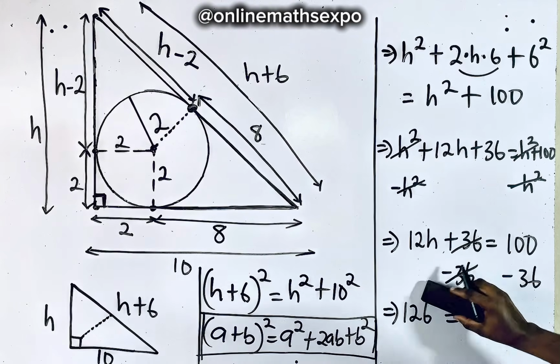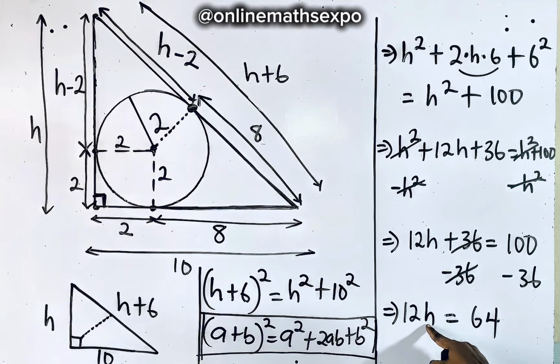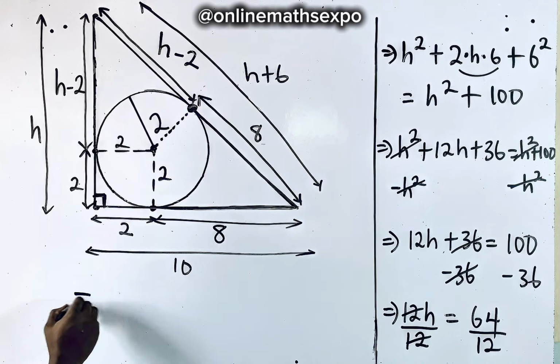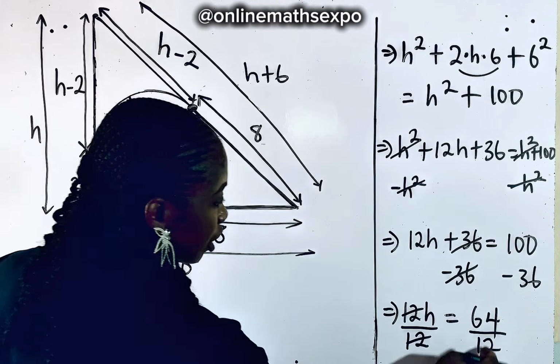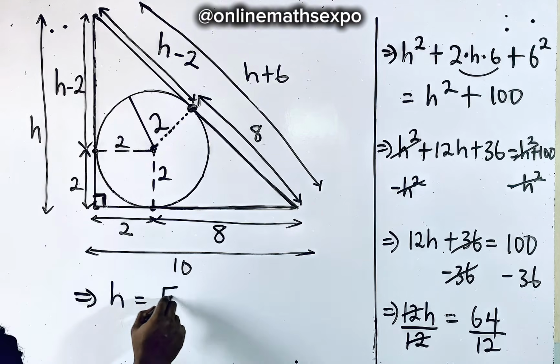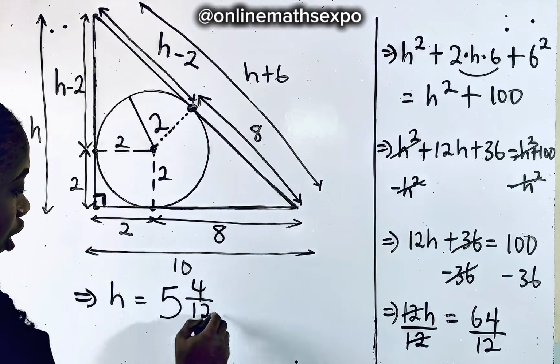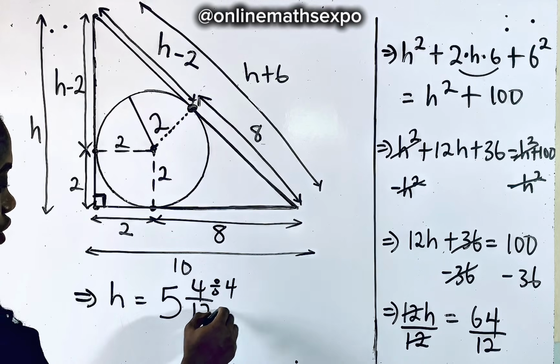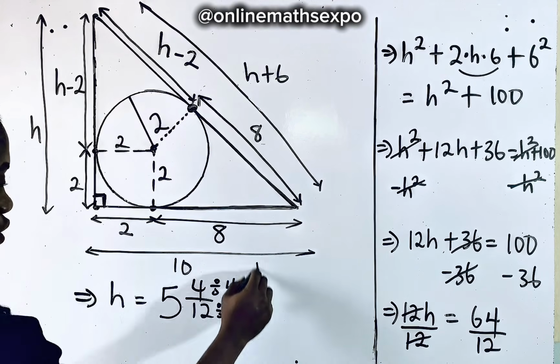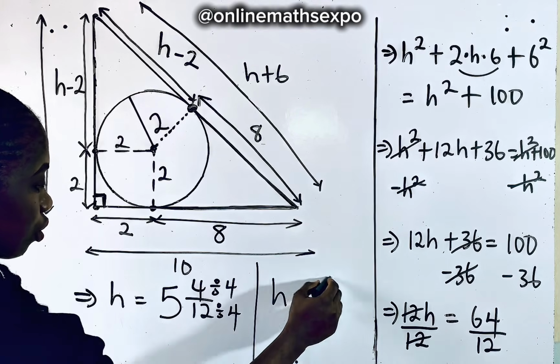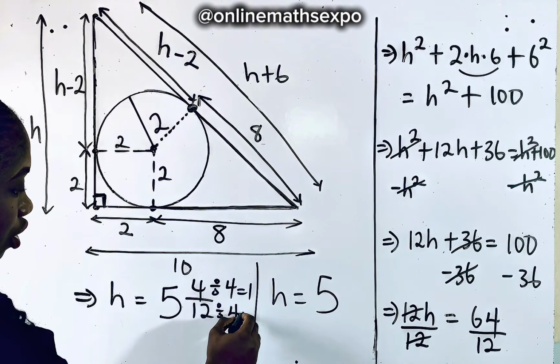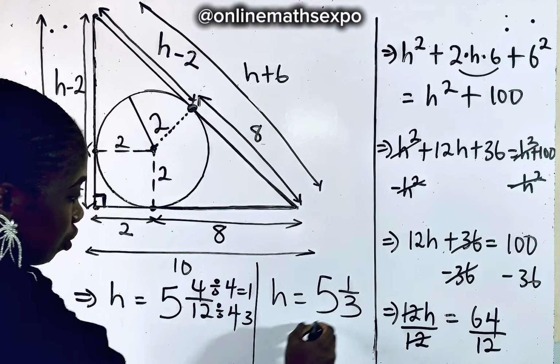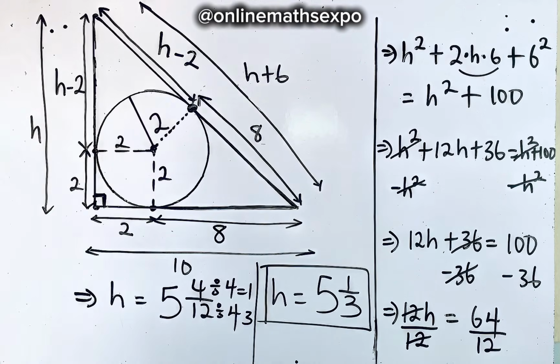And what do we do next? This is 12h. So what you do next is to get h, and to remove 12 as a coefficient, you divide by 12. So we divide both sides by 12. So from here, we now have our h is equal to, how many 12 can we find in 64? We have 5, remaining 4 12ths. And we can simplify this, divide this by 4, and divide this by 4. So when you do that, you have h is equal to 5. If you divide this is 1, this gives you 3. So it gives you 5 and 1/3 as the value of the height.